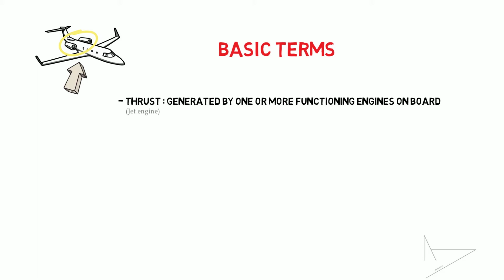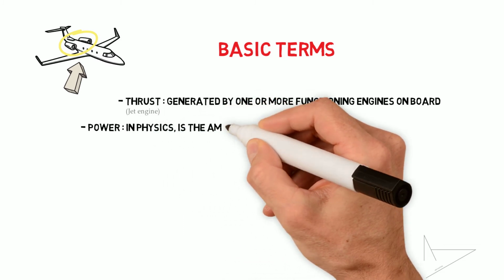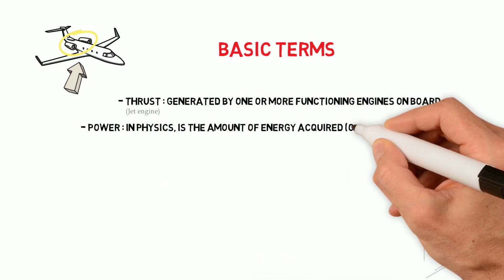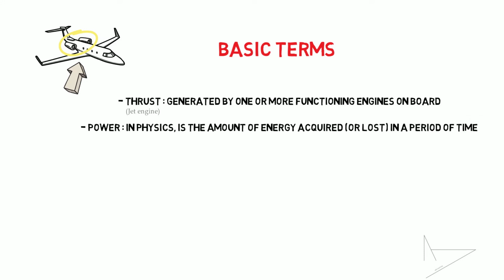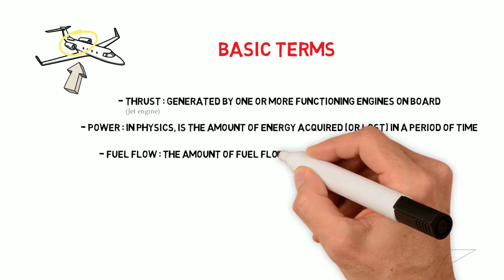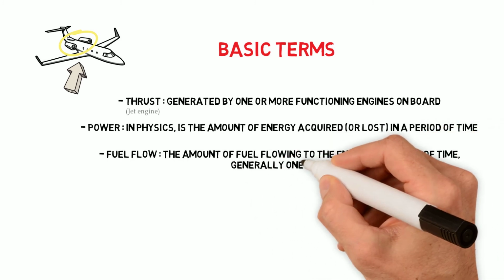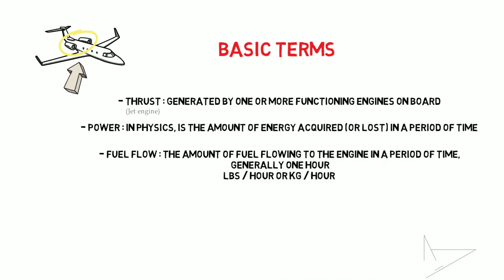So, what term is used for an aircraft with propellers? The term is power. Power in physics is the amount of energy acquired or lost in a period of time. The fuel flow is defined as the amount of fuel flowing to the engine in a period of time, generally 1 hour. It is measured in pounds per hour or kilograms per hour and gives a good indication of the rate of fuel consumption of the aircraft.